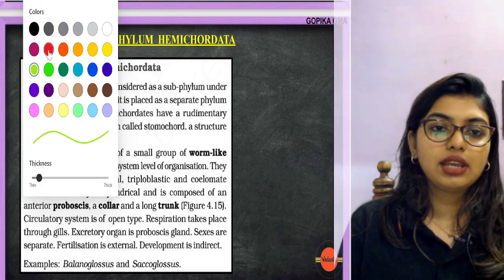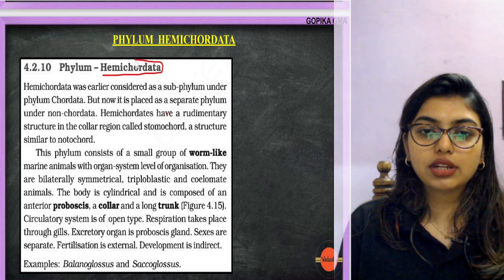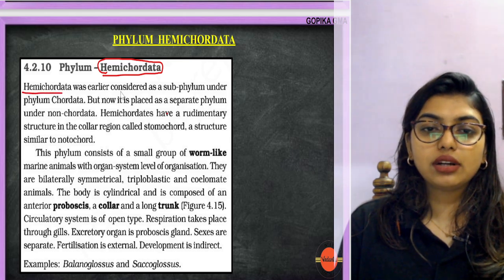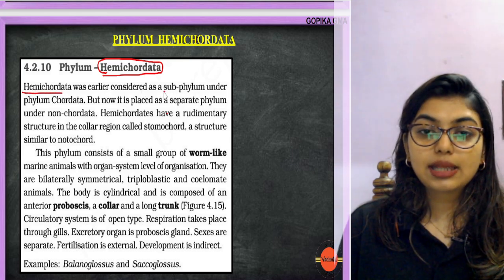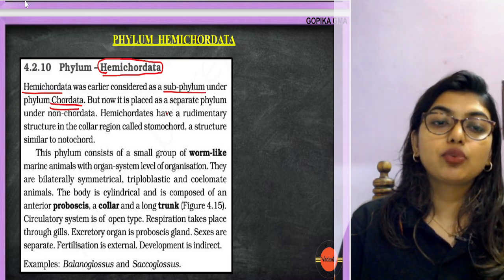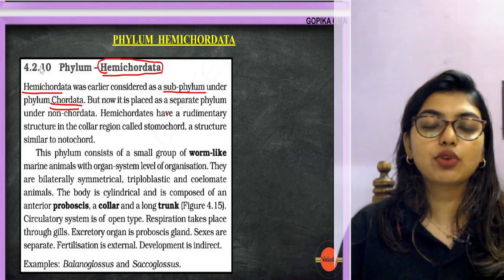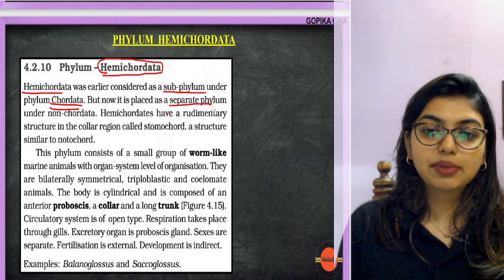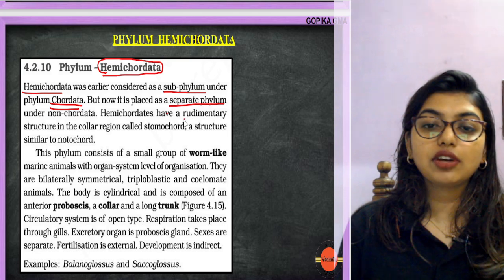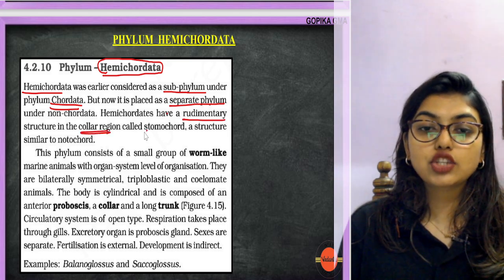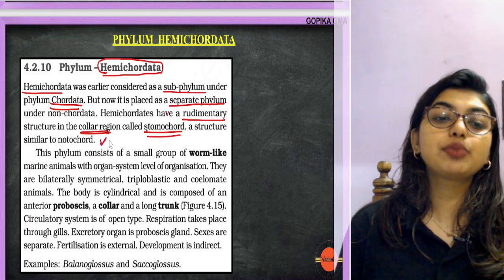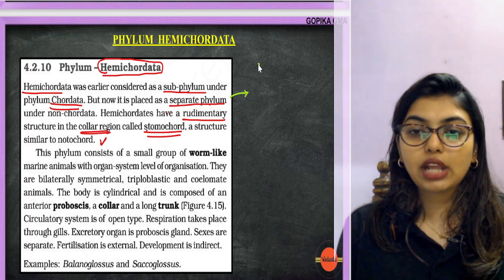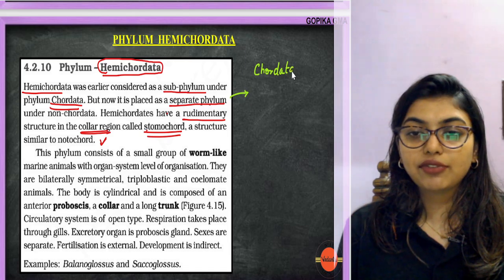Next is Hemichordata. From the term you understand chordata, so why is this falling under non-chordata? That kind of confusion can come. Hemichordata was earlier considered a subphylum under chordata. Before the classification changed, hemichordata used to come under chordata. But now it is placed as a separate phylum under non-chordata.